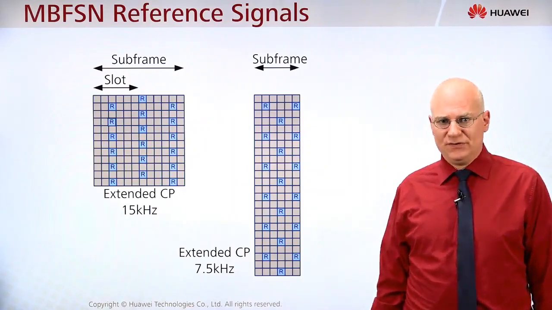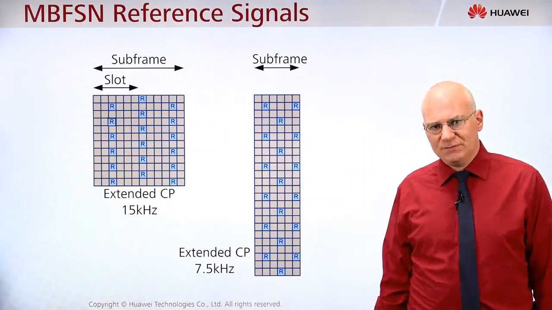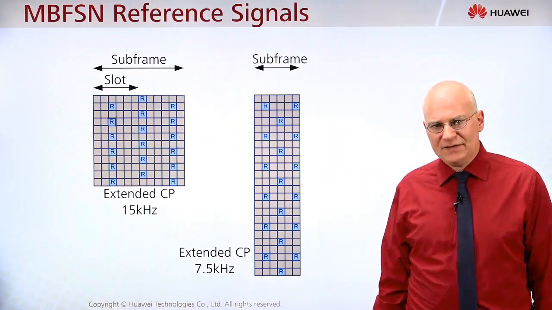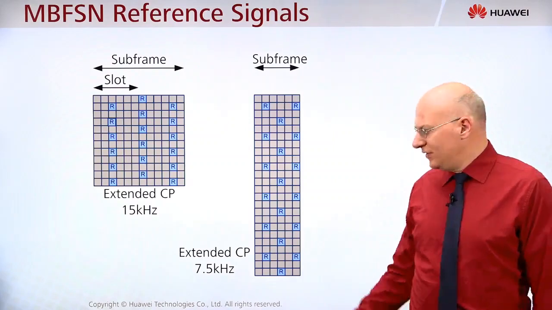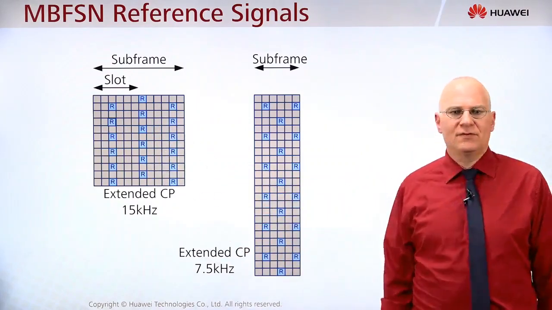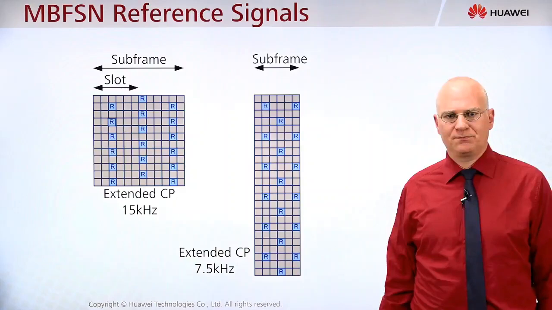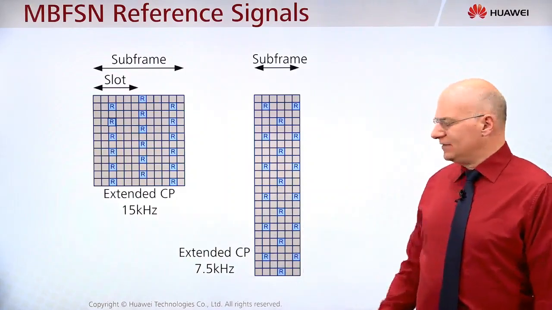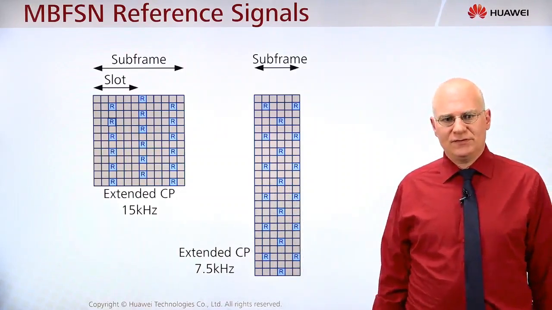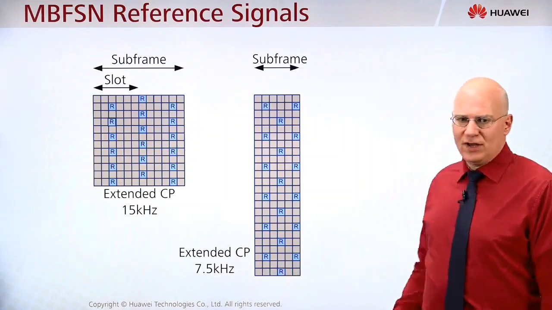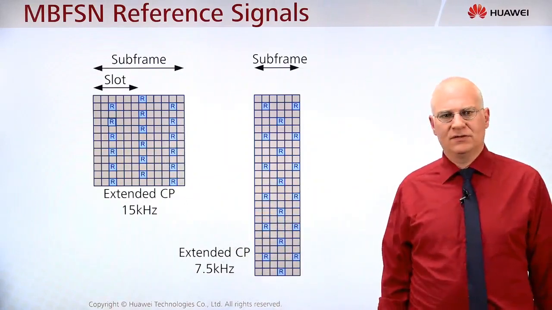And if we have single frequency networks, this means we receive the signal from several transmit towers. This means the delay spread is much higher than for normal LTE systems. And this is the reason why we have more reference signals on each subframe. And for the extended CP and the lower subcarrier spacing of 7.5 kilohertz, we have a lower number of symbols, but a similar pattern to the normal configuration.